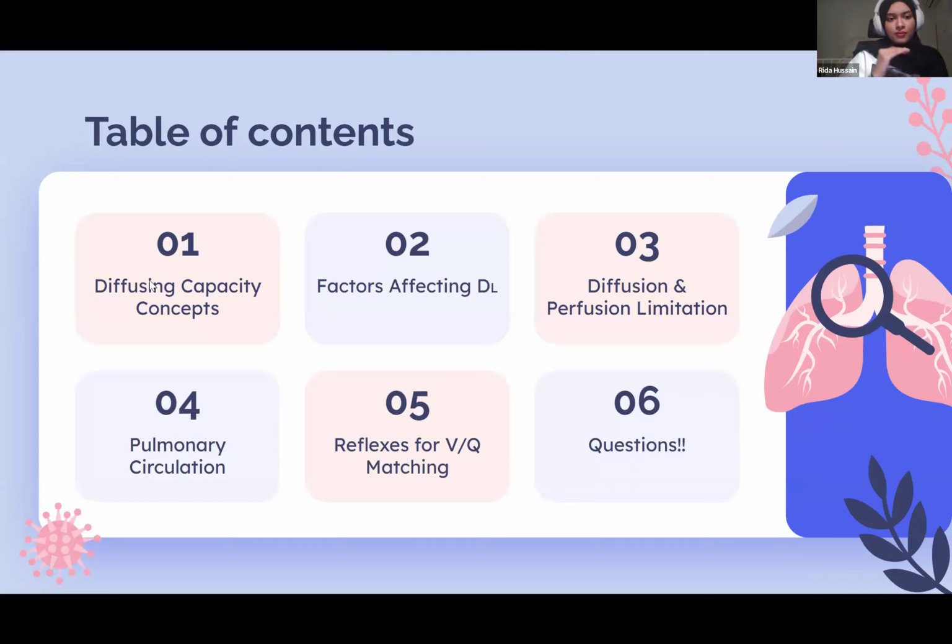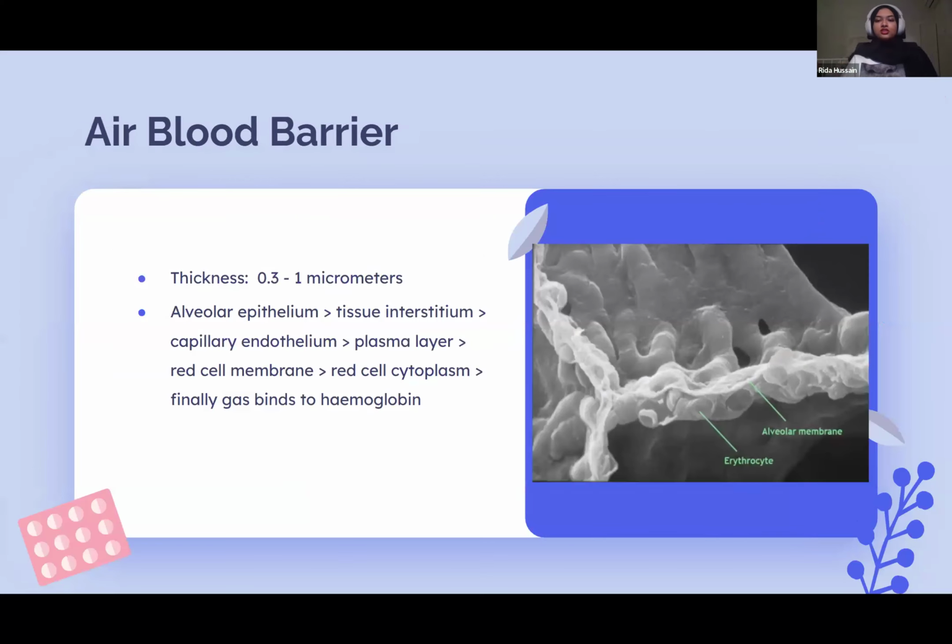Bismillahirrahmanirrahim. Diffusion capacity concepts, factors affecting diffusing capacity, diffusion and perfusion limitation, pulmonary circulation, reflexes for VQ matching, and some questions at the very end. So let's get started. This is a picture that was right at the start of the slides. There's not much explanation to this apart from the fact that you have to memorize this. These questions are very low yield, but they can come.